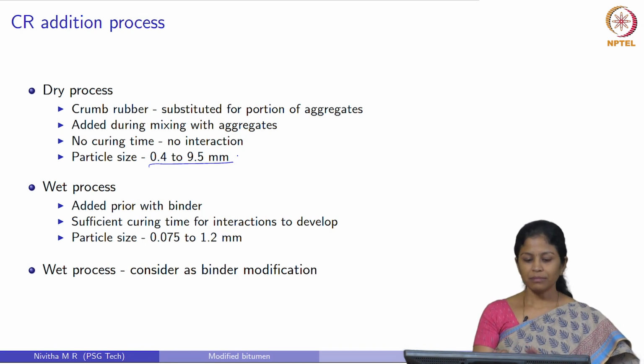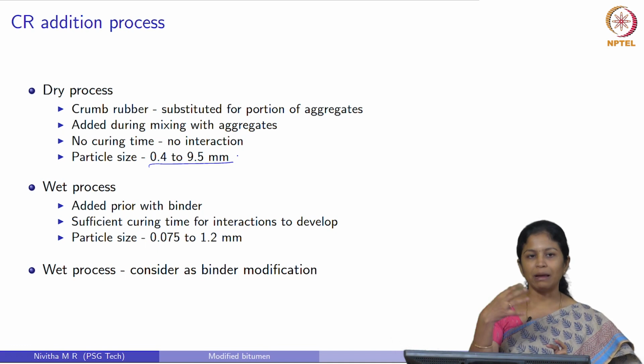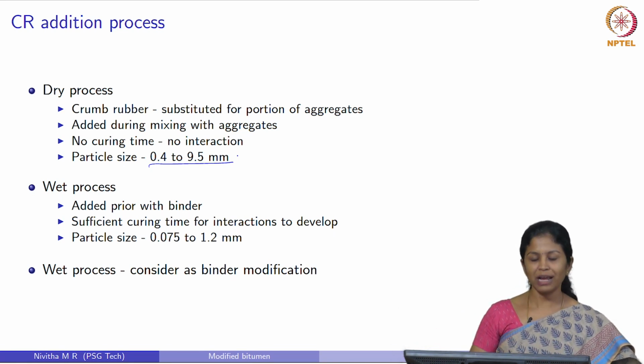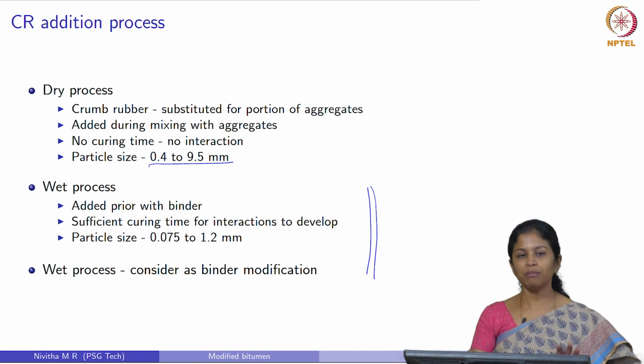A wet process is wherein the modifier is added to bitumen before batching. In the laboratory or in the field, we can add the modifier to bitumen and prepare a modified bitumen, and this modified bitumen can then be used to prepare modified bituminous mixes. So these two are different. The wet process is what we call binder modification, and what we are going to discuss about crumb rubber modified bitumen is based on this wet process.